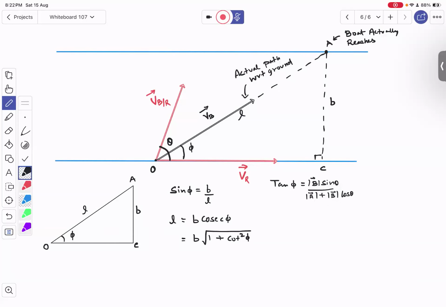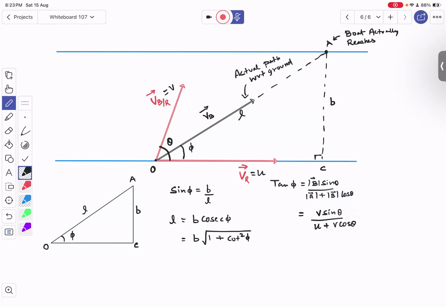So vector A is our VR vector for which I use the symbol U. Vector B is VBR vector for which we use the symbol V. So here tan phi will be equal to how much? V sine theta by U plus V cos theta.